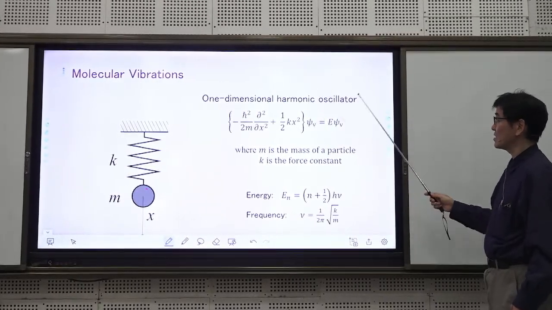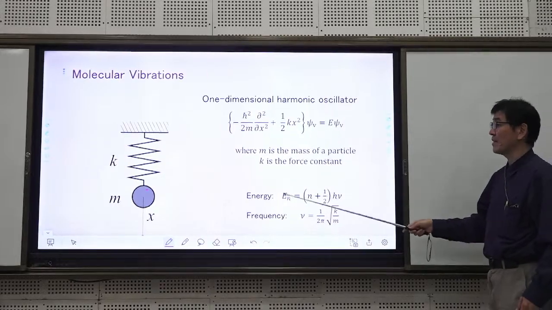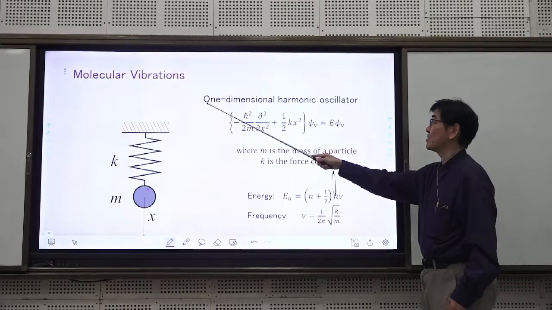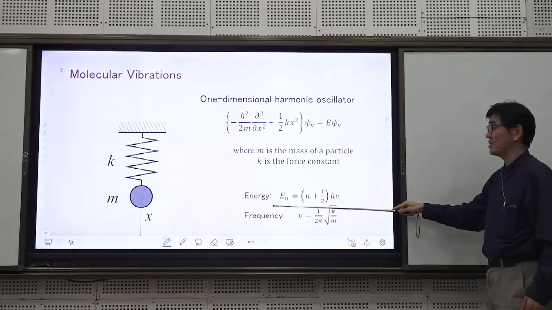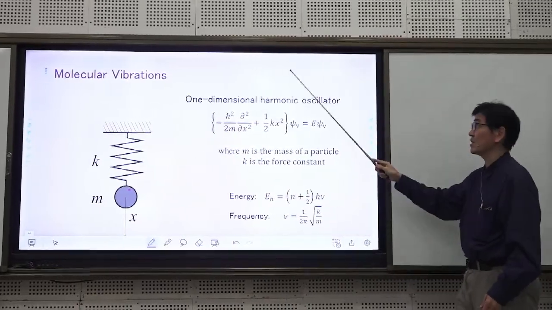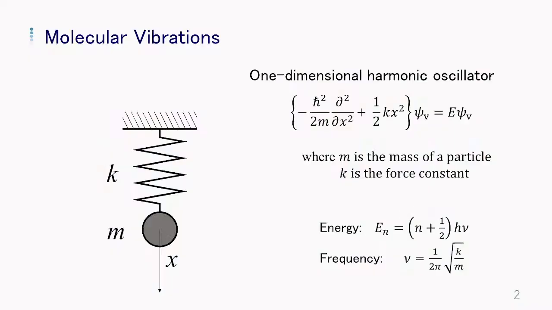Then by solving this equation, we can say the energy of this one-dimensional oscillator is a discrete value. This is a model of classical mechanics, but in the case of molecules, vibrational energy is discrete and given by this equation. Frequency is given by this equation, right?